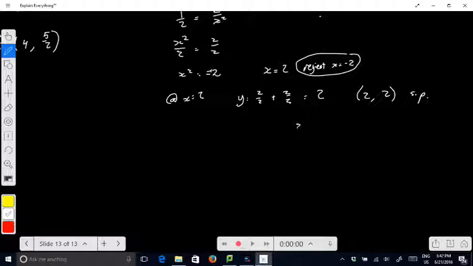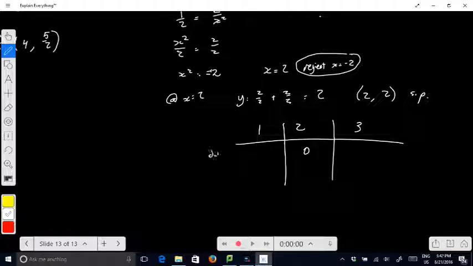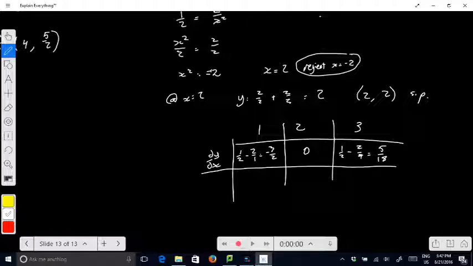If I work out its nature, so at 2 and 1 either side, my derivative dy/dx is going to be 0 at the point 2. At the point 1, I get half, take 2 over 1, which is minus 3 over 2, and at 3 is 5 over 18. So we get negative, it's horizontal, positive, so it's a local minimum, so minimum turning point.